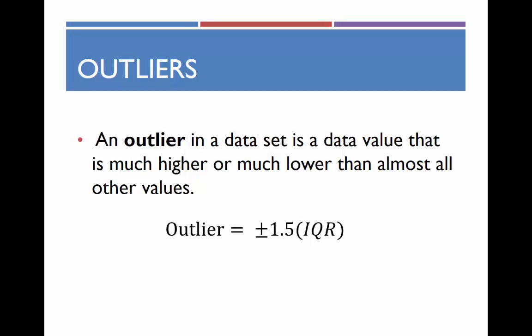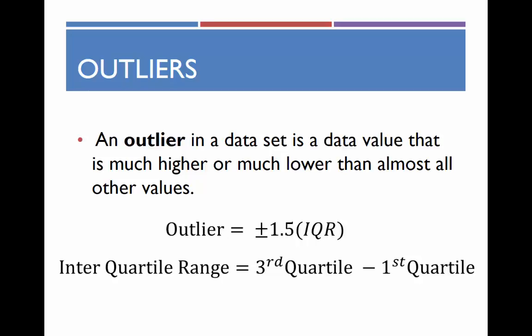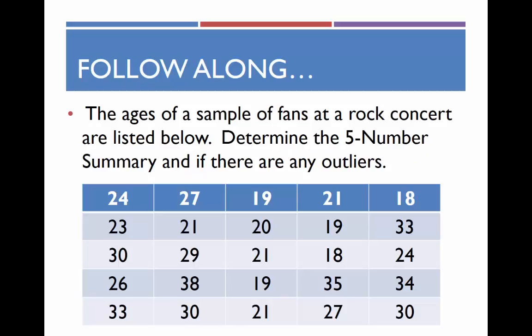Outliers can be calculated by the following formula: plus or minus 1.5 times the IQR, or the interquartile range. The interquartile range is simply the difference between the third and first quartiles of a data set. Let's take a look at an example. The ages of a sample of fans at a rock concert are listed below. Determine the 5-number summary and if there are any outliers.